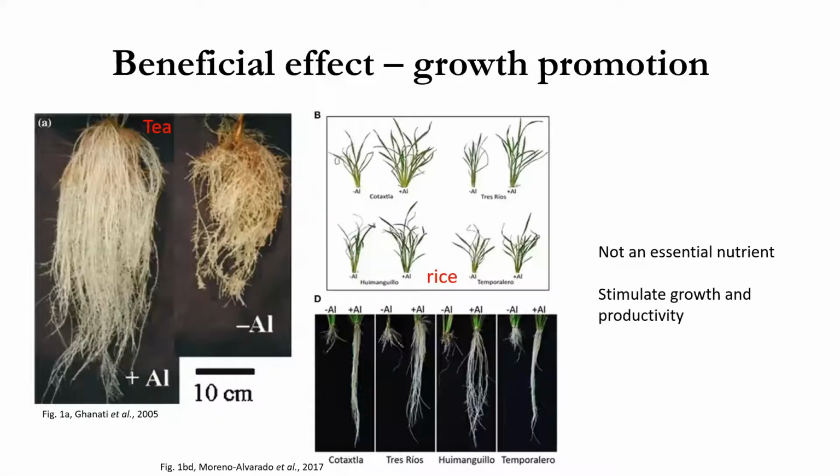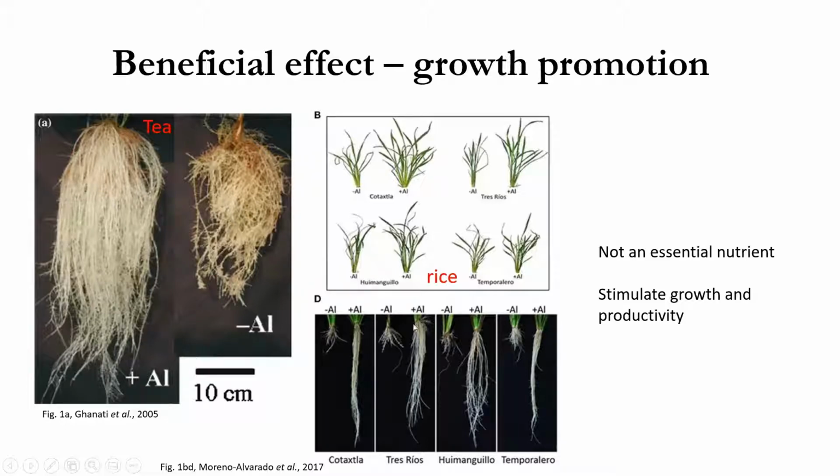All right, now let's take a look at the beneficial effects, which is mainly manifested as growth stimulation. Note that aluminum is not an essential nutrient and has no known physiological roles in plants currently. Shown here on the left-hand side are the roots of tea plants. And as you can see, root biomass and length increase drastically when the plant is exposed to aluminum ions.